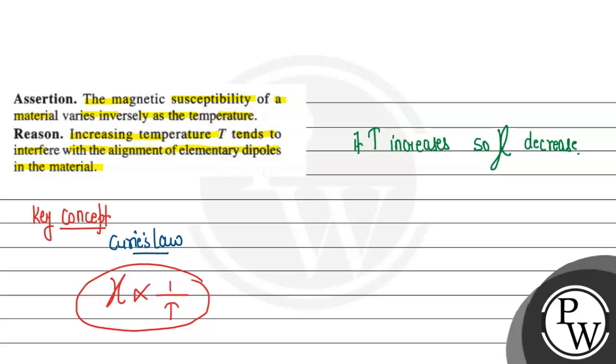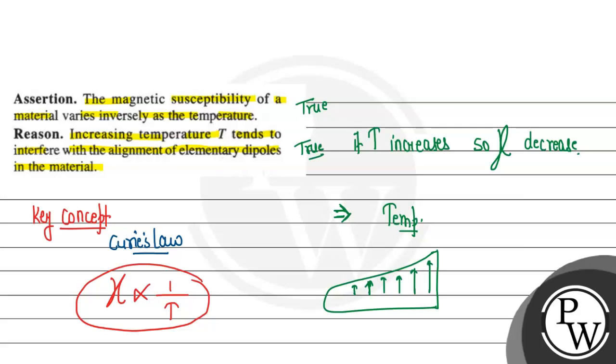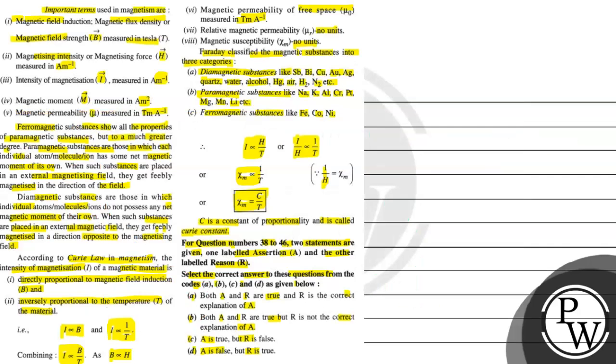So they vary inversely. And now the second reason says what? If we increase the temperature, then what happens to the alignment? At the elementary level, the alignments of atoms of any material should be in the same direction, for ferromagnets, right? So when we heat any magnetic material, these alignments change. For this reason the value of magnetic susceptibility decreases. Okay, so the assertion is true and the reason is also true, and the reason is the correct explanation of the assertion. So if we go with the codes, then code A is the perfect answer here.